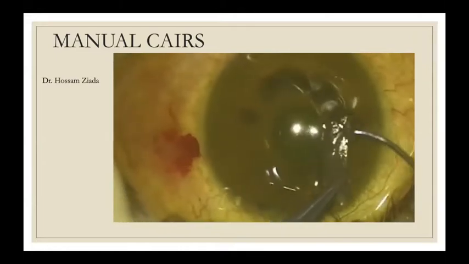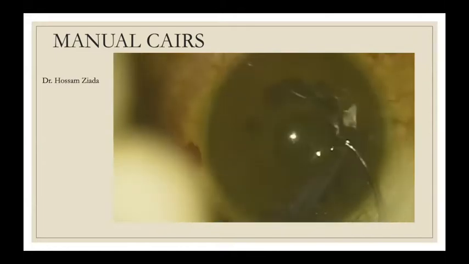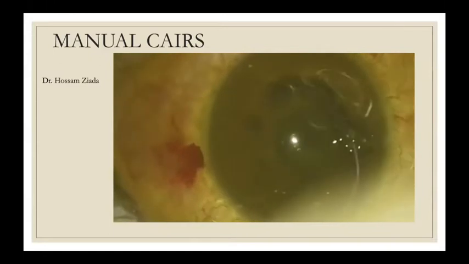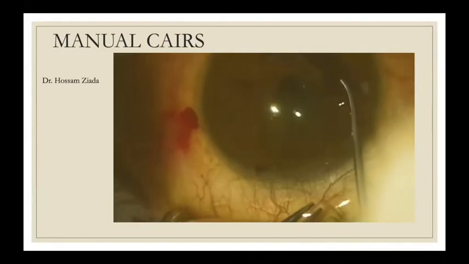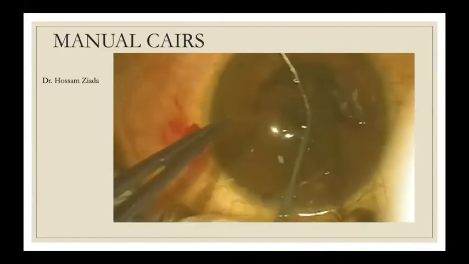And of course, other than this, you also have the prolate cornea system, which is a suction-based apparatus available from AJL Ophthalmics, and that can also be used to create these manual channels into which the CAIRS segments can then be placed.